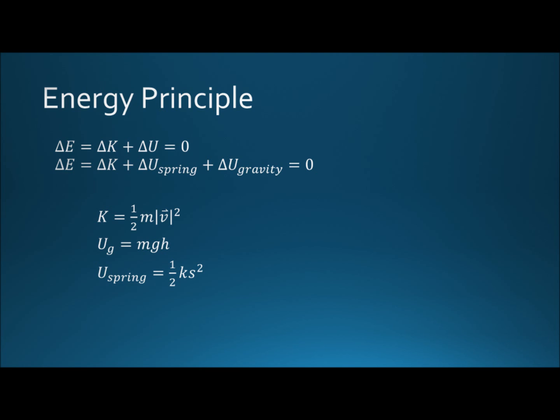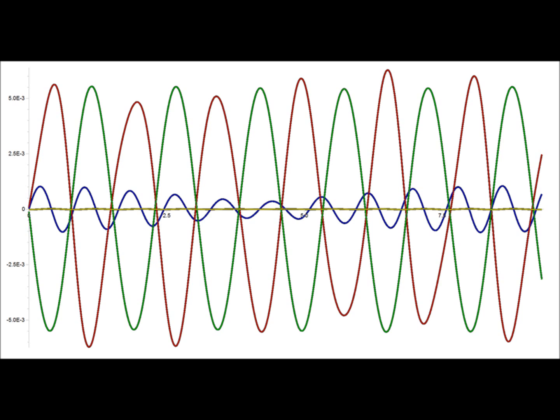There are 2 potential energy changes taking place in our system, the gravitational potential energy and the spring potential energy. This information is entered into our code as shown. Python iterates the calculation of the kinetic and potential energies at each time step in the object's motion. We obtain a graph like this, displaying delta K in blue, delta U spring in red, delta U gravity in green, and delta E total in yellow.